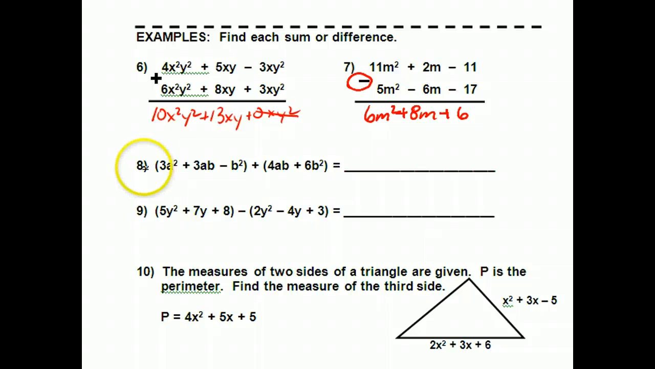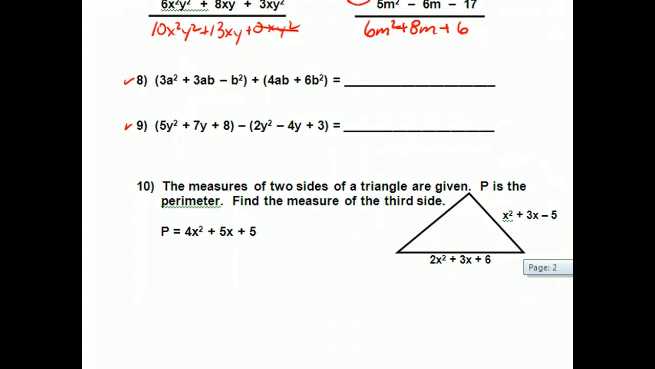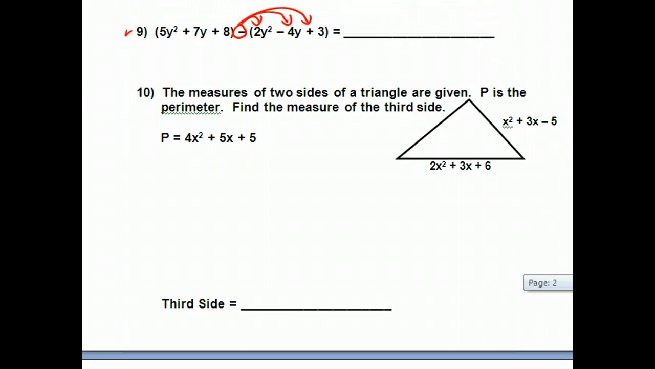So I'm going to leave 8 and 9 for you as exercises here. Okay, so fill those out, and we'll go on to the next problem. When you do 8 and 9, just make sure that this is the one you have to be careful of, right? You have to make sure that you distribute that minus sign to each term before you actually go and add things up. Okay, so let's look at 10 here now.